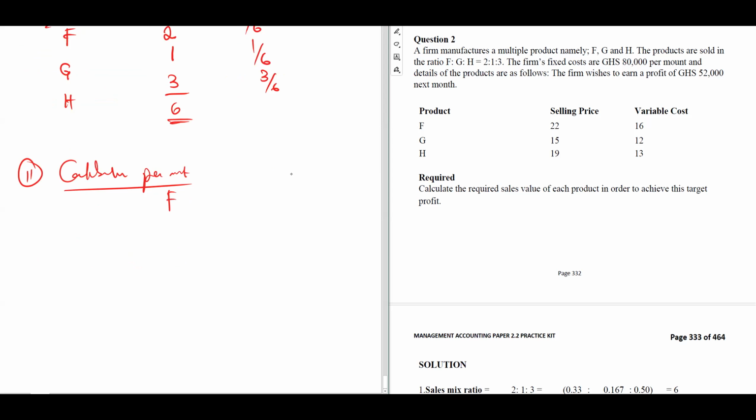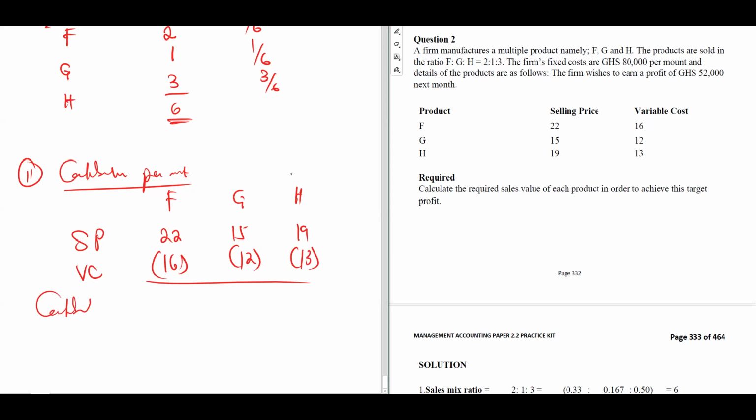So let's get our contribution per unit. We have product F, product G, and product H. Selling price: 22, 15, 19. Less variable cost: 16, 12, 13. Let's put them together, giving us our contribution per unit. 22 minus 16 is 6. 15 minus 12 gives us 3. 19 minus 13 gives us 6, right? So we have their contribution.